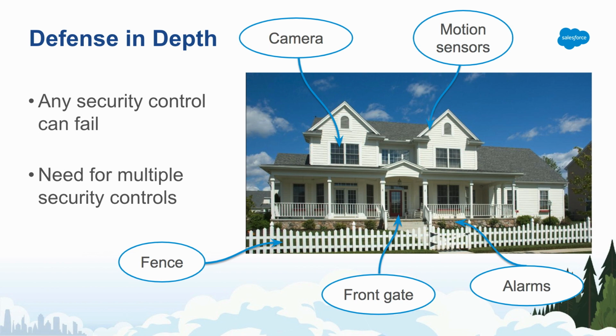OK, the second principle, which is a very important principle, is defense in depth. Let's take the example of a house. We all have houses, and we have multiple security controls within our houses, right? We have a fence, which marks the perimeter of our house. Then we have a front gate with locks. And then we have alarms, motion sensors, and cameras for monitoring our houses. In the same way, we should have multiple security controls within our orgs as well. It's safe to assume that any security control can fail and will fail at some point. That's why there is a need for multiple security controls, because one security control can fail, but it's unlikely that multiple security controls will all fail at once.